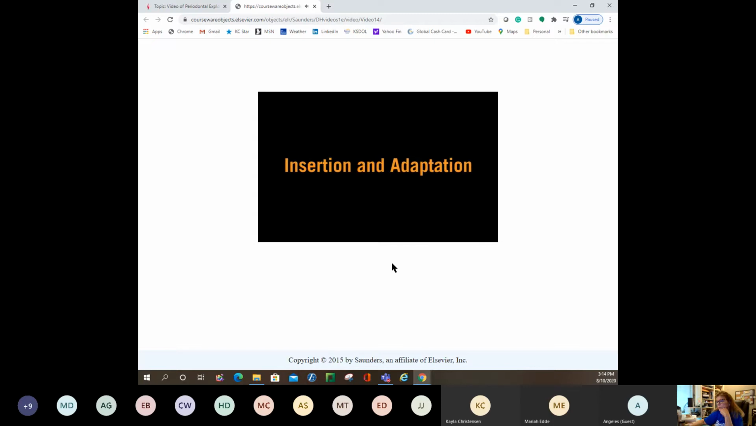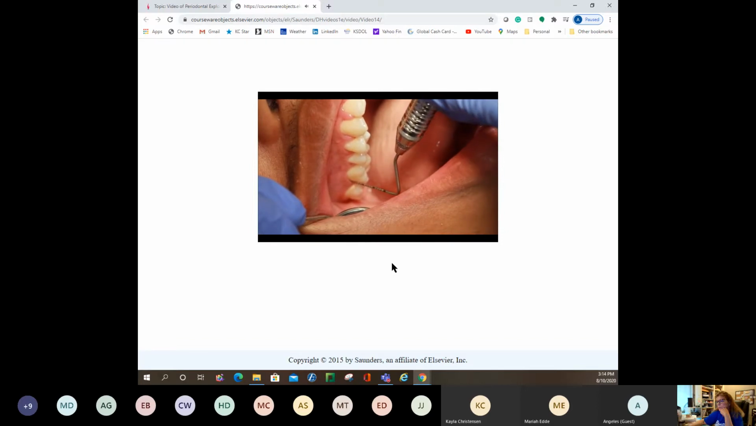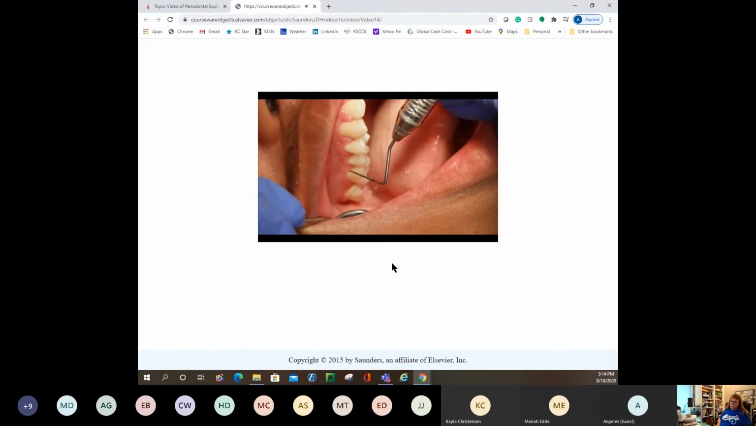Insertion and adaptation. For all periodontal probes, insert the lower 1 to 3 millimeters of the probe adapted against the tooth structure until you locate the junctional epithelium. Insert it parallel to the long axis of the tooth to prevent injury and penetration of the junctional epithelium. When the probe reaches the contact area, slant the tip to the area directly under the contact into the col area and, with the shank touching the contact, record the measurement.